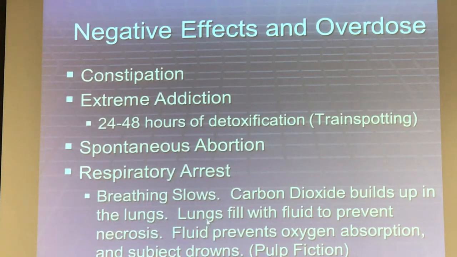When your breathing slows down, your lungs start to fill up with carbon dioxide. Even more than the need for oxygen is the need to get the carbon dioxide out of your system, because carbon dioxide is toxic to your tissues. And so your lungs, to prevent your lung tissues from being damaged by that carbon dioxide, will fill up with fluid. And that fluid does protect your lungs from the carbon dioxide, but it also prevents any oxygen absorption. So very commonly you see depicted, if somebody is overdosing from heroin, this kind of frothy white liquid dripping out of their mouth, and that is that same fluid that is filling up their lungs and trying to prevent the carbon dioxide necrosis.